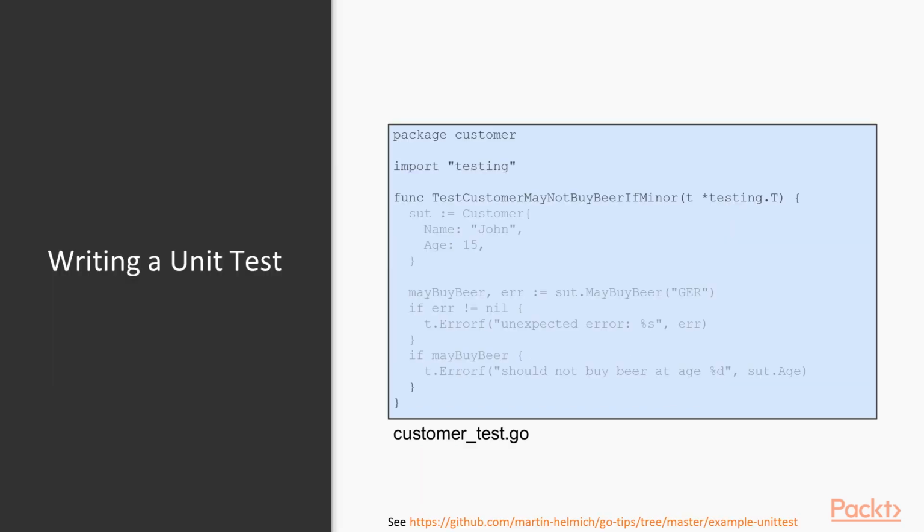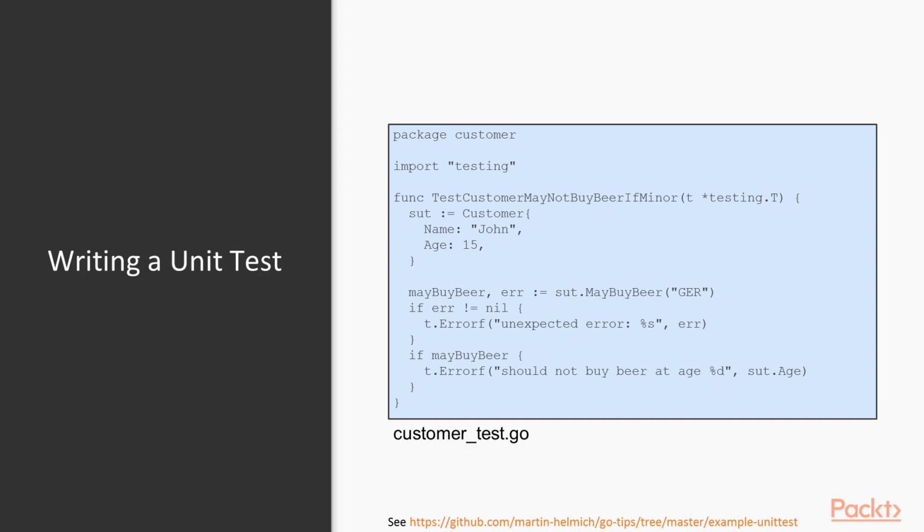This is how a unit test case for the MayBuyBeer method might look like. In Go, test cases are placed into files with the _test.go suffix. Test cases are typically placed in the same package as the unit they are supposed to test, and each test case is a function in that test file. The name of a test function has to start with Test, and it has to accept the testing framework testing.T as parameter. So let's look at the actual contents of this test case.